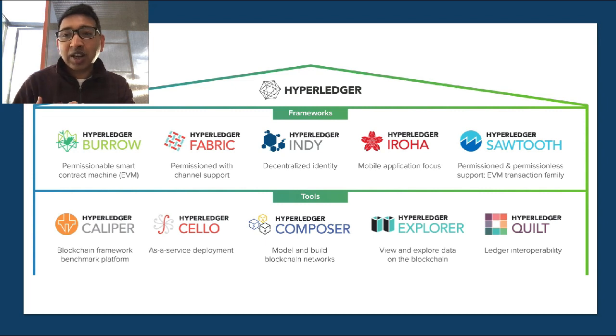The most recent addition has been Hyperledger Burrow, by Monax. Monax is also known for its work on creating a permissioned chain on top of Ethereum.